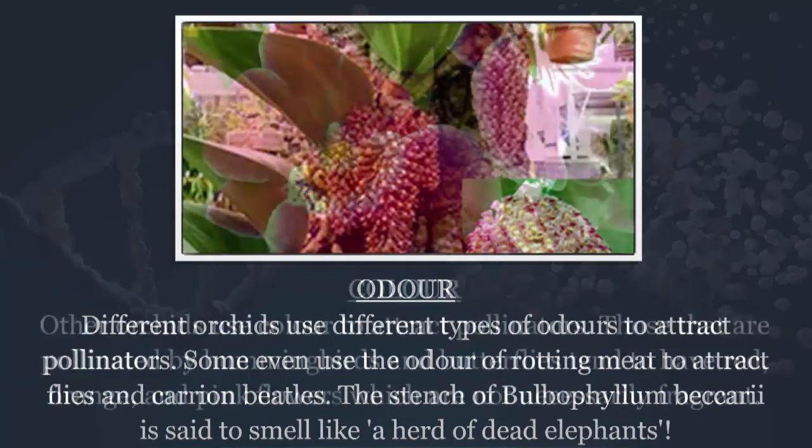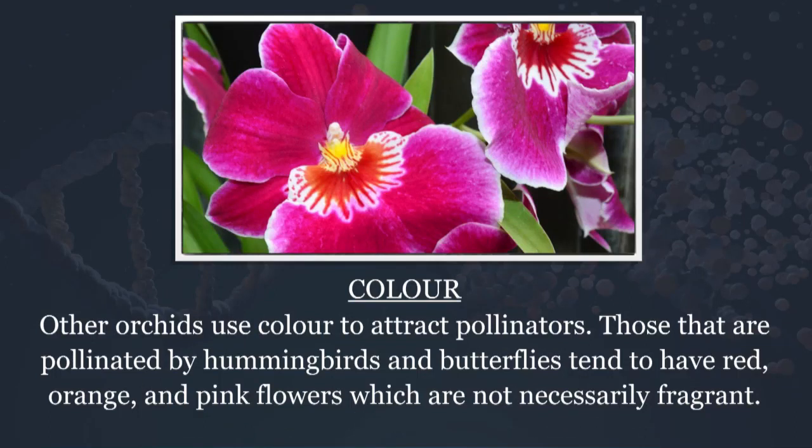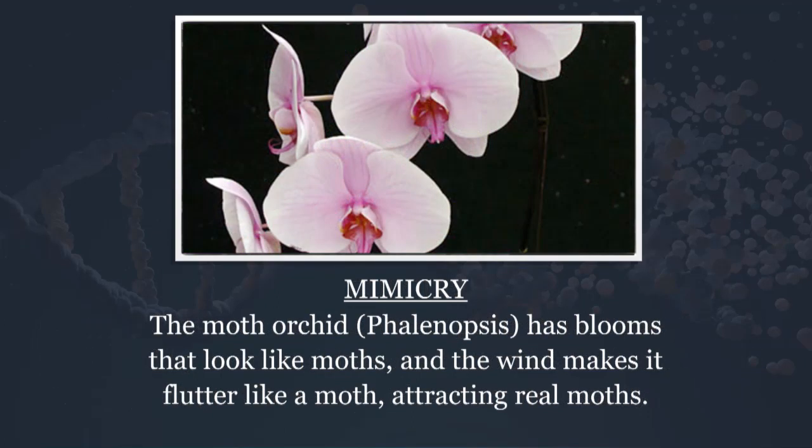But it uses odor. It also uses color to attract pollinators. Those that are pollinated by hummingbirds and butterflies tend to have red, orange, and pink flowers, and they're not necessarily fragrant. They're just made for beauty. And then there's mimicry. The moth orchid, the Phalaenopsis, has blooms that look like moths. Can you see that? The wind makes it flutter a little bit, and it's like a moth. And it attracts real moths, who then pollinate it.